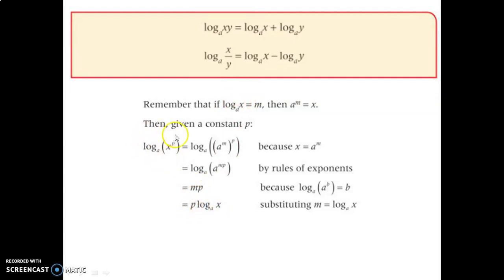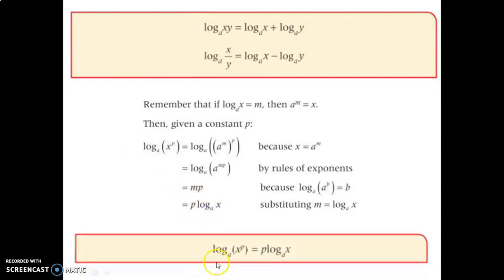So we've proven that when you have a log, and within the log there's a term with an exponent, that exponent can simply drop in front of the entire log. So there it is right here. This is a really important rule of logs. It looks like this.